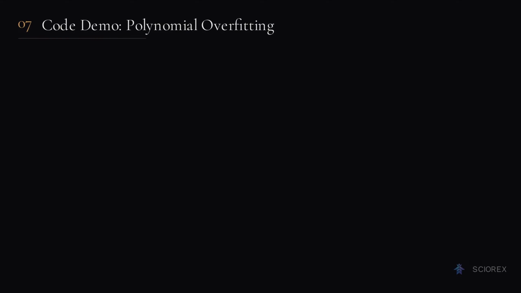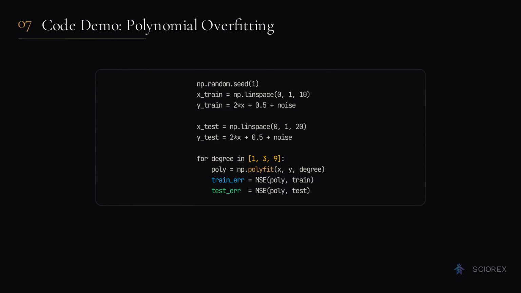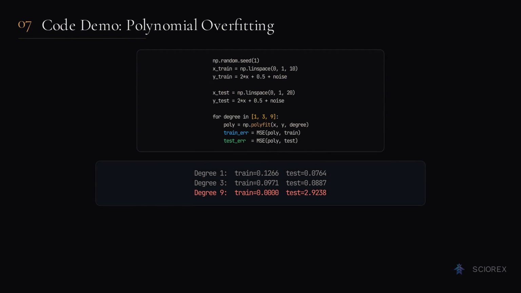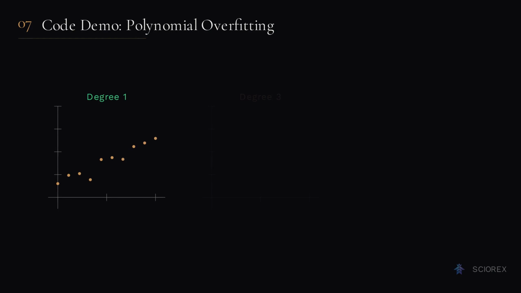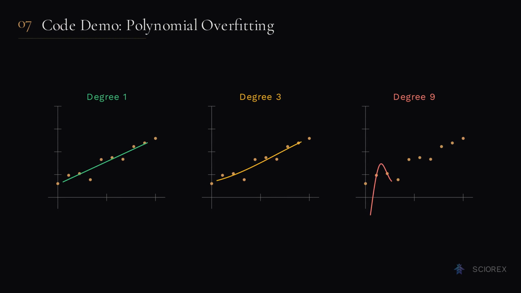Let's make overfitting visible. We will fit polynomials to data and watch what happens. Look at these 3 plots. On the left, a straight line. It captures the upward trend but misses some curvature. In the middle, a gentle cubic curve, a slightly better fit, nothing dramatic. And on the right, the degree 9 polynomial threads through every single training point, but between them, it swings wildly up and down. It is fitting the noise, not the pattern.